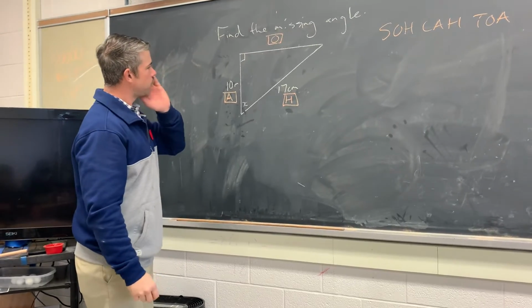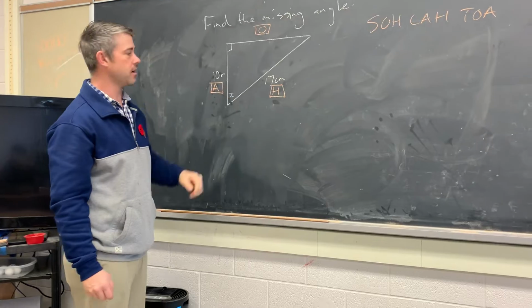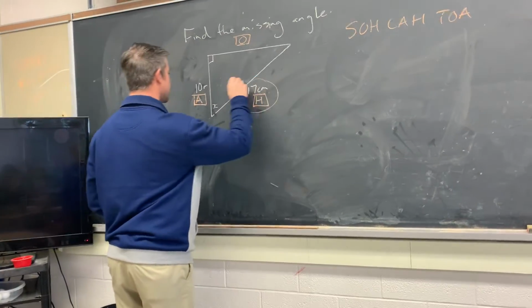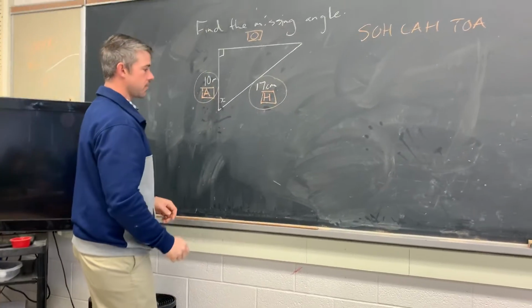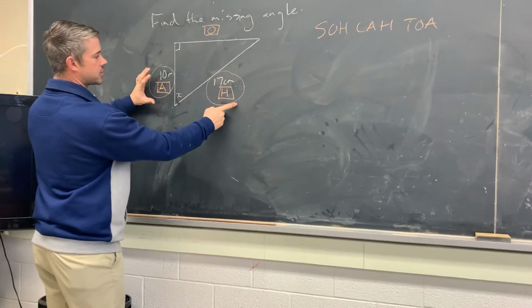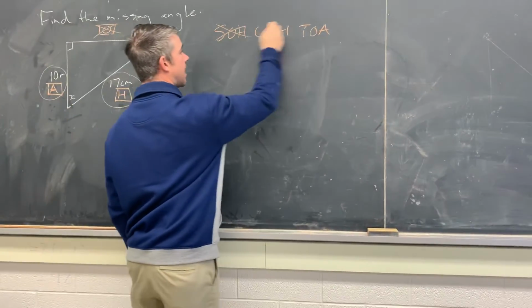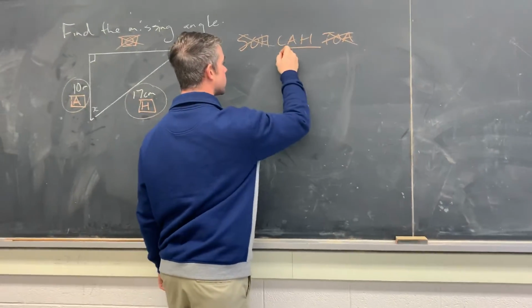So I look at which of my labels matches up with a piece of information or a variable. In this case, H and A match up with a piece of information or a variable, but O doesn't. So I'm not going to use any of the ratios that have O. I am going to use the cosine ratio.